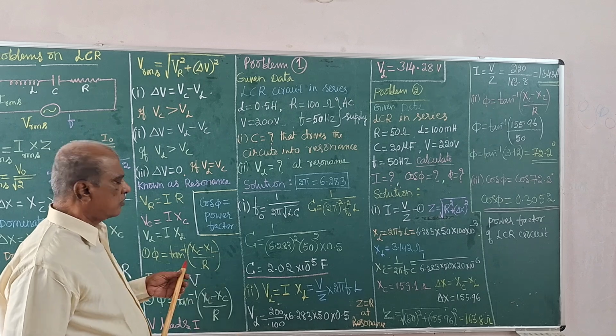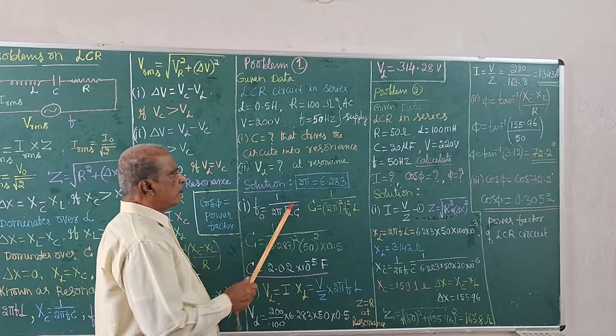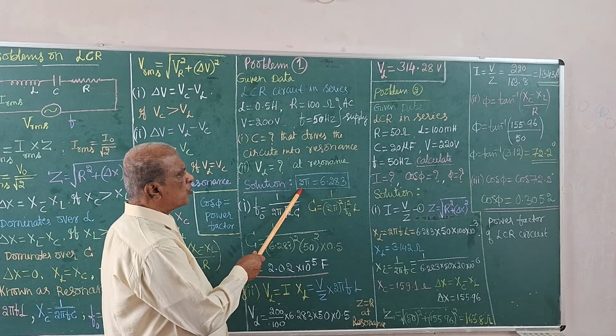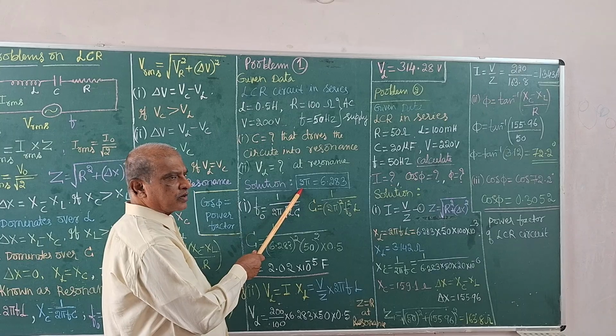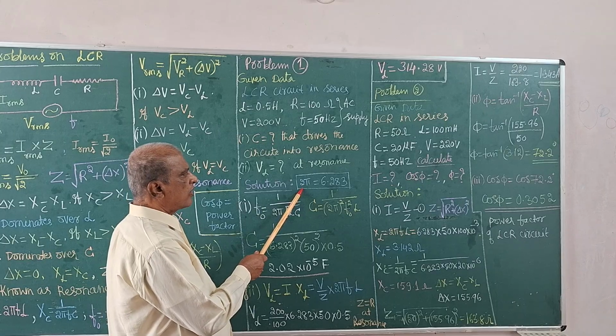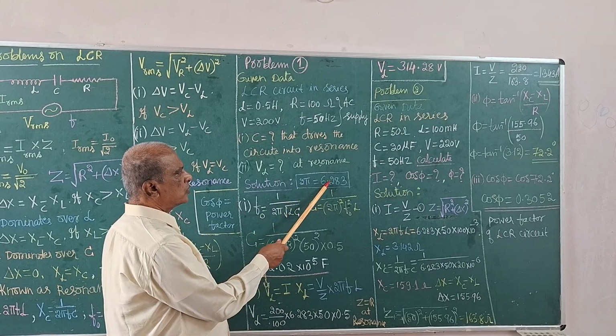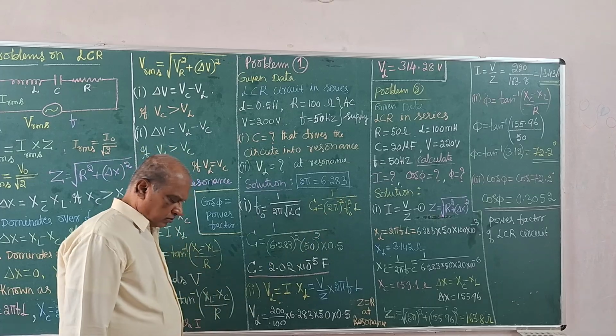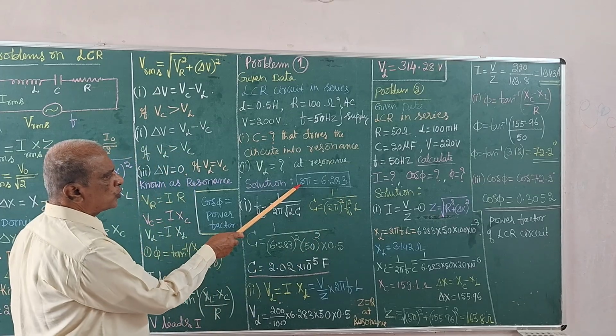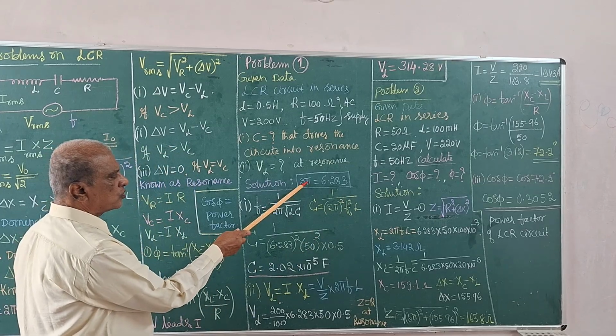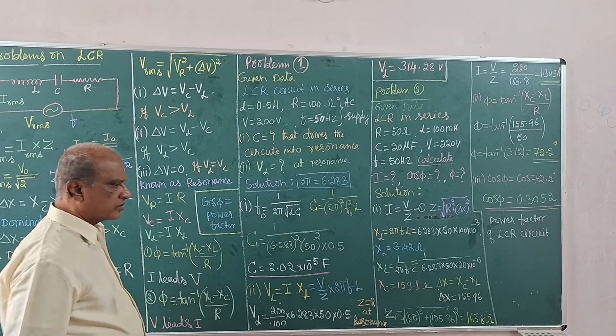While solving this problem, we must know the value of 2 pi. We often come across this 2 pi value. It is given by 6.283, that is 2 into 22 by 7. This is the value we get.